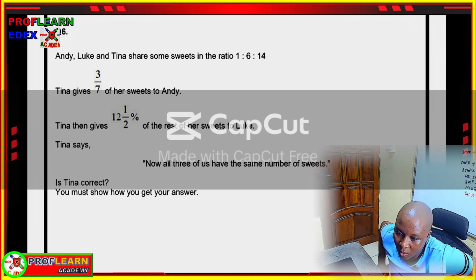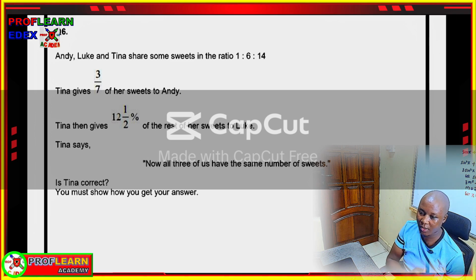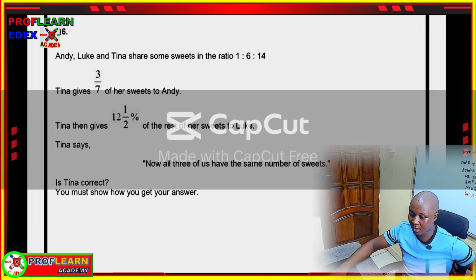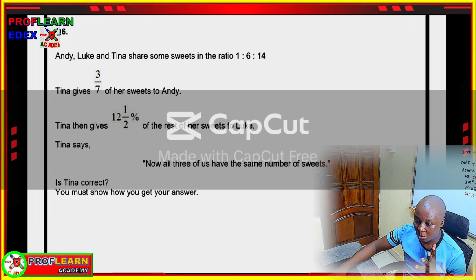We are told Hadi, Luke and Tina share some sweets in the ratio of 1:6:14. Tina gives 3/7 of her sweets to Hadi, and Tina then gives 12.5% of the rest of her sweets to Luke. Tina says now all three of us have the same number of sweets. Is Tina correct? You must show how you get your answer. So we are going to work that out.